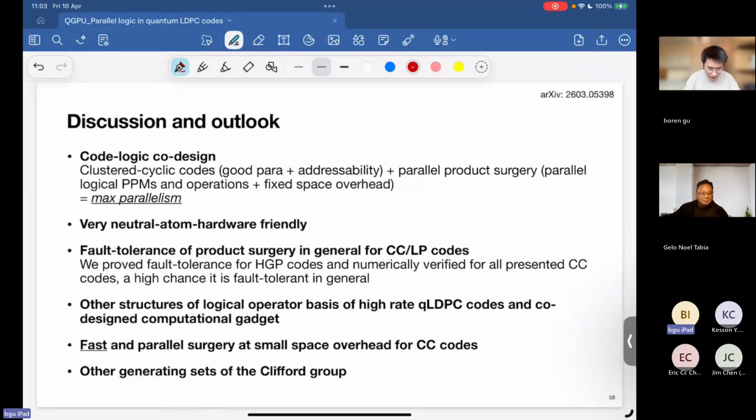Discussion and outlook. So this is, at least to my awareness, the first logical code design. We designed this code and, in parallel, as a twin, a way to do logical operations, such that we realized good addressability, and of course good parameters, and a parallel logical PPM, which can be used for other product codes and with a fixed space overhead. And they all together become this maximum parallelism that we just introduced, so this K over 2.